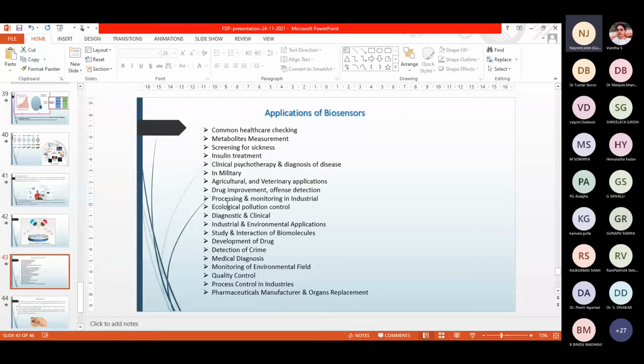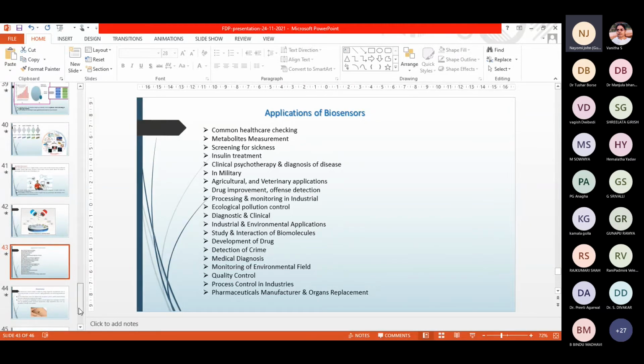Processing and monitoring in industries and ecological pollution control is one big area where biosensors are making their use. Diagnostic and clinical, environmental, development of drugs using different types of transducing material, and then process control in industries, pharma manufacturing and all. So what is the market?